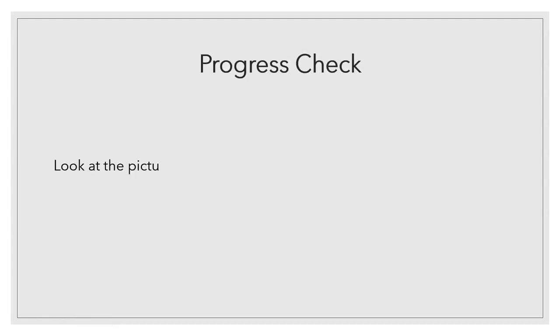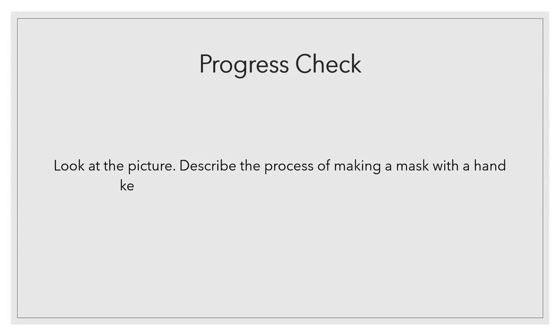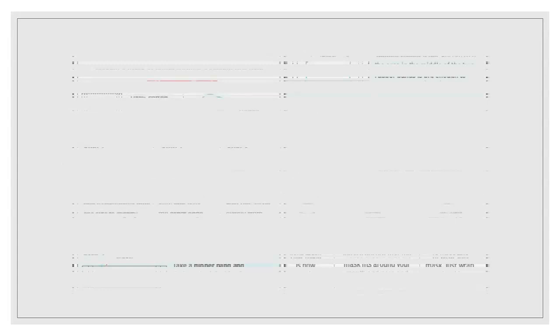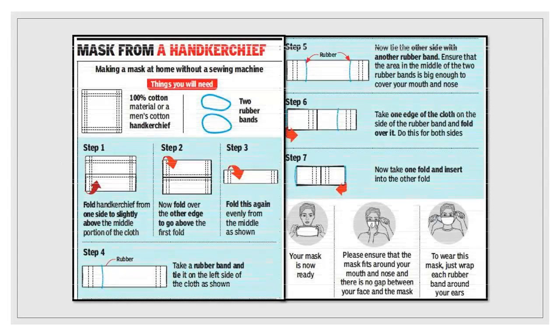Progress check. Look at the picture. Describe the process of making a mask with a handkerchief using the information given in the picture. With the coronavirus pandemic becoming the global phenomenon, one should take every precaution to protect oneself while outside home. Surgical masks are limited in market, which is the need of the hour. In such situations, handmade masks can suffice the need.